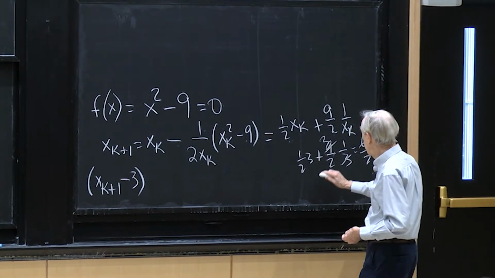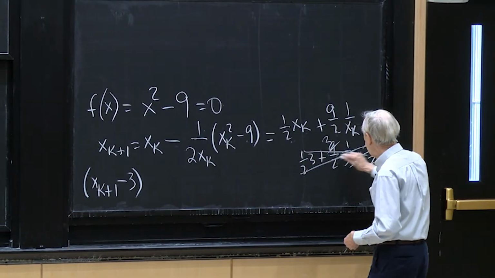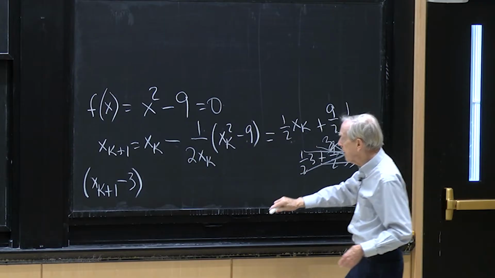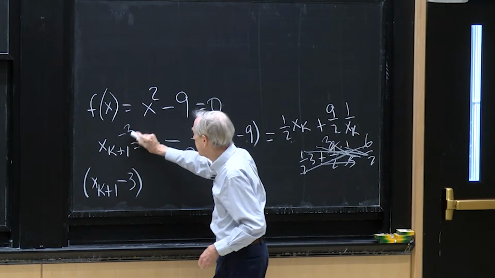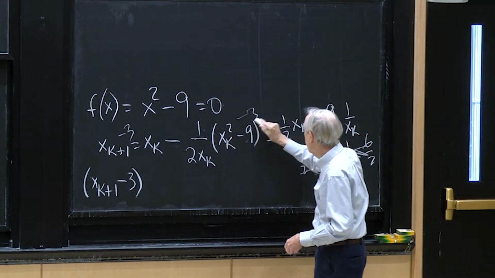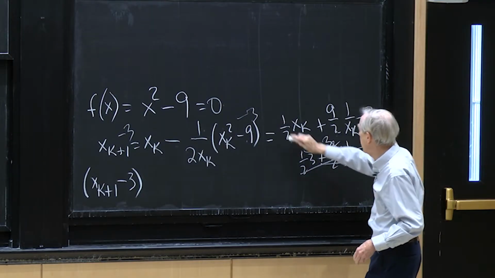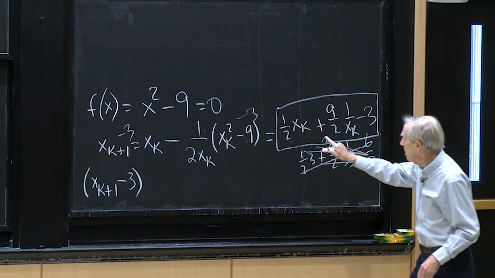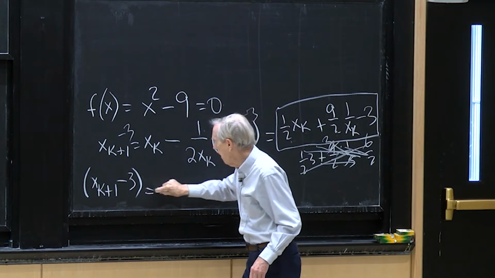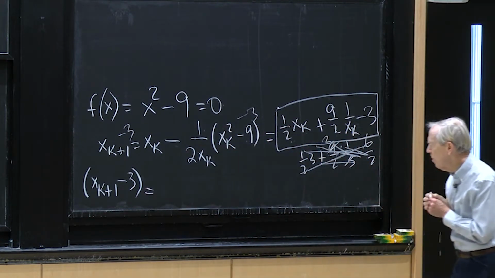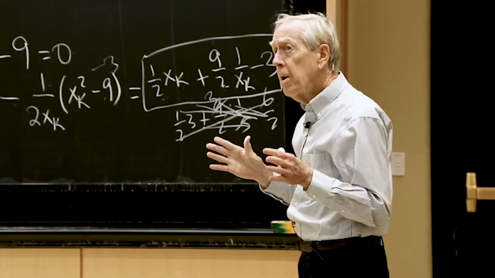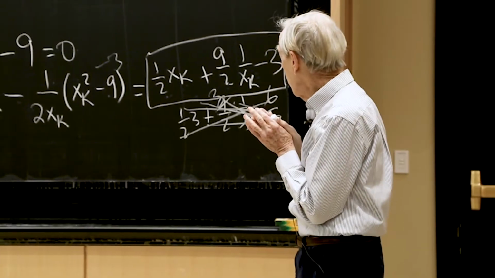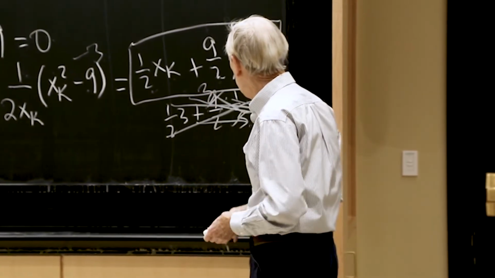I was just checking that it was correct. Now, xk plus 1 minus 3. I'm going to subtract 3 from both sides. I'm going to subtract 3 there. And then I hope that box is what goes down here, right? Subtracted 3 from both sides. I'm hoping things go to 0. Okay, so what do I have there?